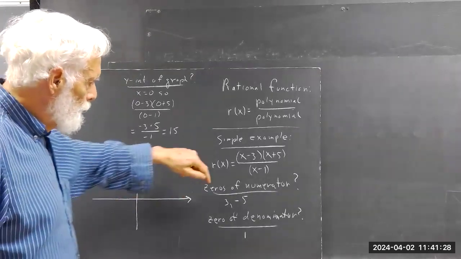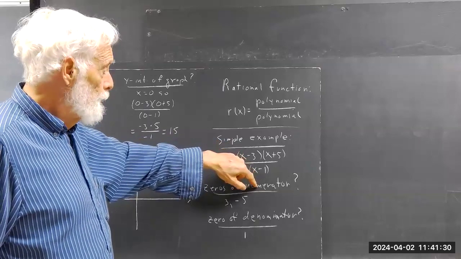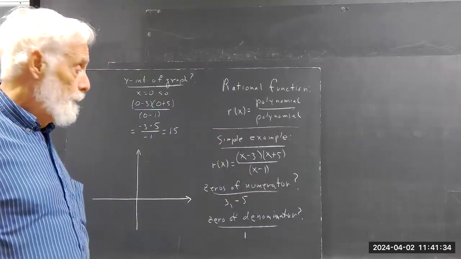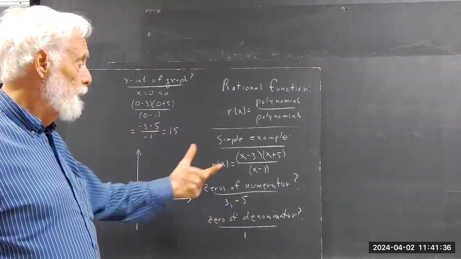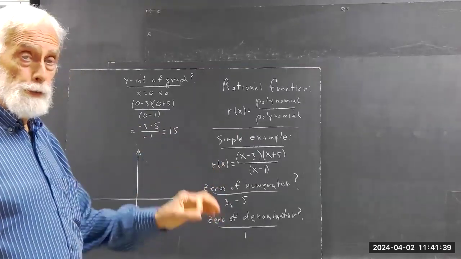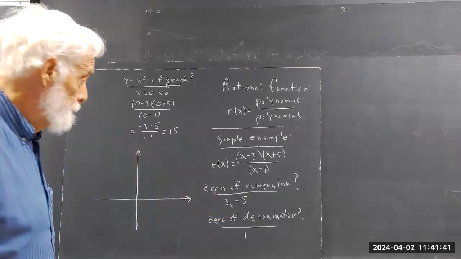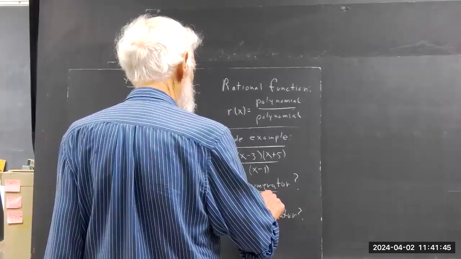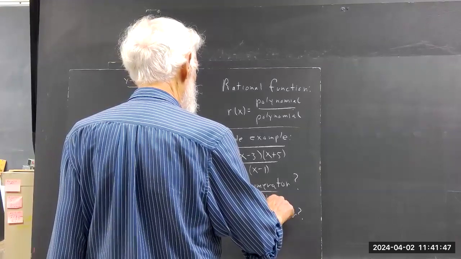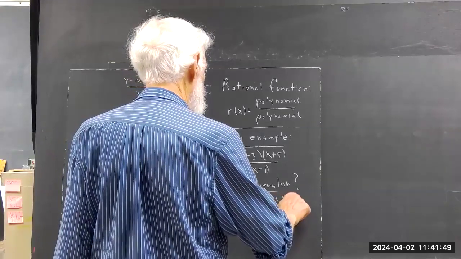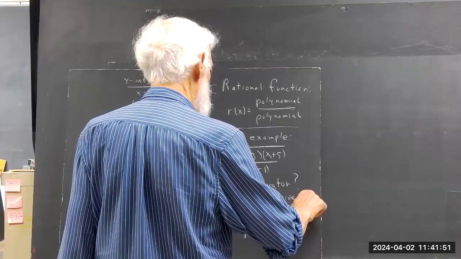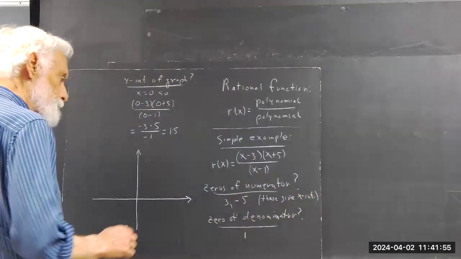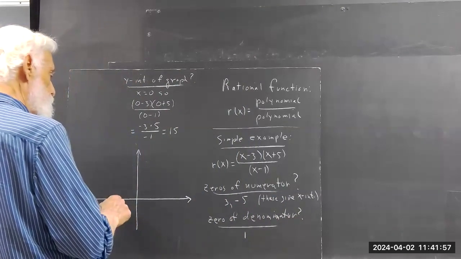First of all, zeros of the numerator are zeros of the whole function. That's for y equals 0. So those are going to be your x-intercepts. And we should be able to make that connection pretty well.